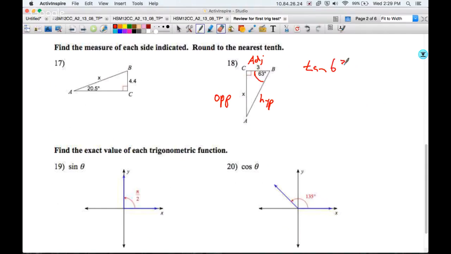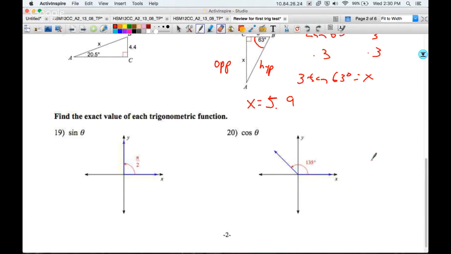So the tangent of 63 degrees equals x over 3, multiply both sides by 3. 3 times the tangent of 63 degrees equals x. Make sure your calculator's in degree mode when you do this, because 63 is given in degrees. And we get length x equals 5.9 units. That is correctly rounded to the nearest tenth.